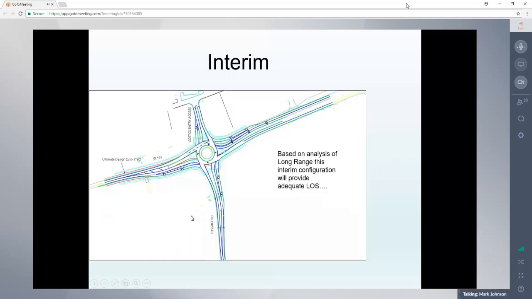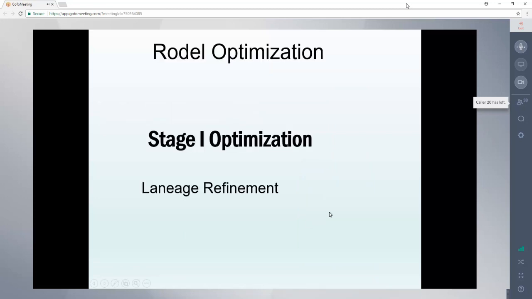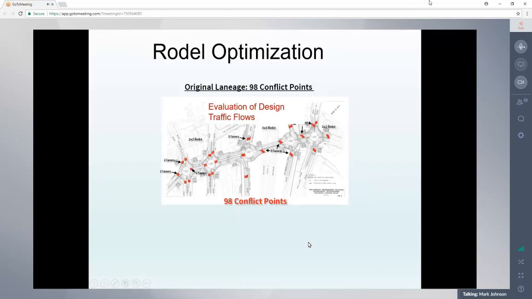So then we went, as you further refine the design, this is quite a ways along in terms of identifying an interim and ultimate design. Here's a project looking at a number of roundabouts in a very constrained, high volume condition. The initial analysis showed 98 conflict points. When you look at all the roundabouts and add up the laneage, 3x2 entry, 6 conflict points. When you add all those up, it had 98 conflict points.